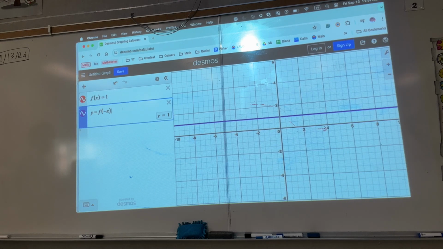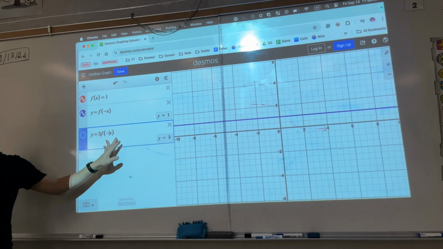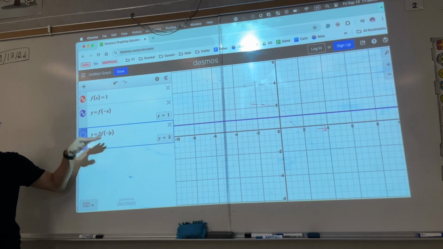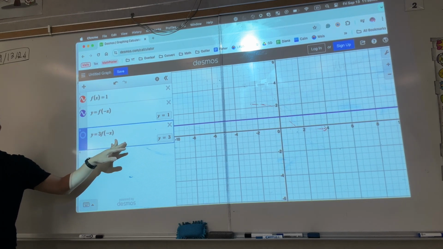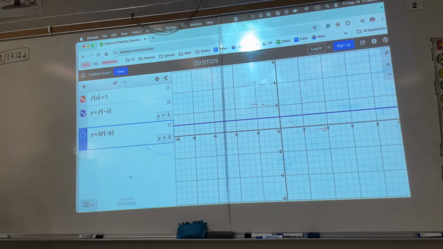What do you think when I put y equal to 3f(x)? What do you think? 3f(x), I'm gonna turn it off first. 3f(x), what do you think? Do they move? Or do they shrink? Or they're still the same? Who says that they're gonna still be the same when you multiply it by 3? Alright, who says that they're gonna move? Oh, okay, you have 2. That's good. They actually move.